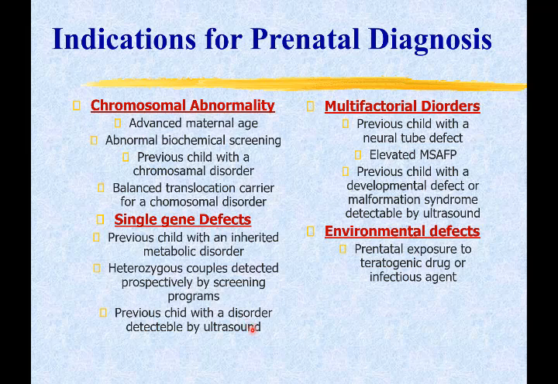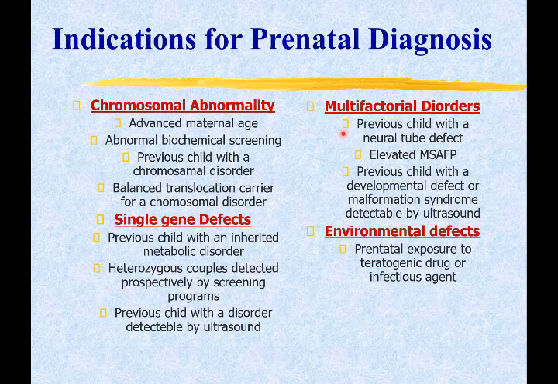Previous child with a disorder detectable by ultrasound. Sometimes in gestational week 18, we detect abnormalities like achondroplasia or some skeletal dysplasia, and the pregnancy is terminated by doing just ultrasound. But in this case, if we know the type of disease and we know the genetic disorder, we can perform prenatal genetic testing prior to week 18 for the next pregnancy.